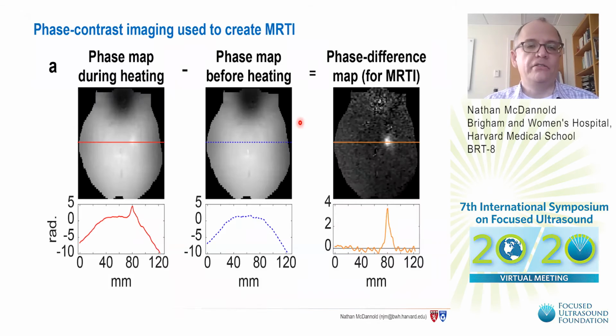For thermometry, we use phase difference imaging, where we acquire a phase map during the heating, and we subtract off the phase map that we acquire right before the start of the sonication. And the difference in phase is proportional to the temperature rise.